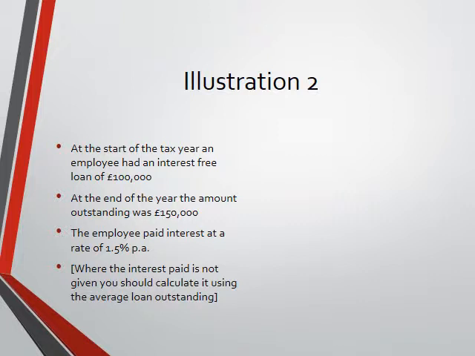Let's now have a look at another illustration. Here we've got a loan outstanding at the start of the year of 100,000. Then at the end of the year it had been increased to 150,000. And the employee paid interest at a rate of 1.5% per annum. Now, if you're not told exactly what the employee paid in respect of interest over the tax year, then we can calculate the interest based on the average loan that was outstanding over the year.